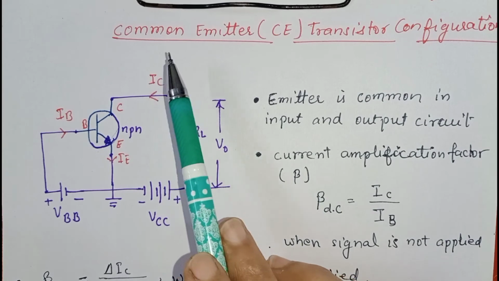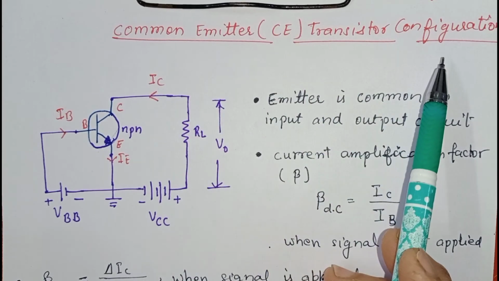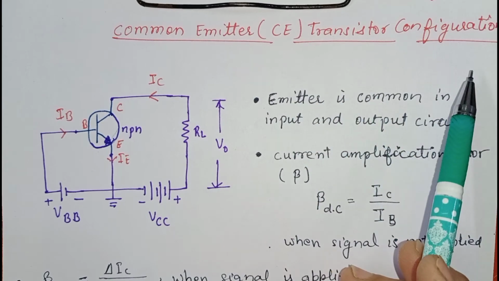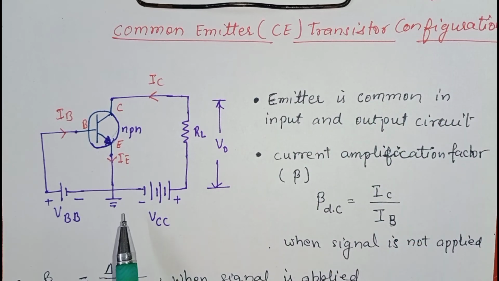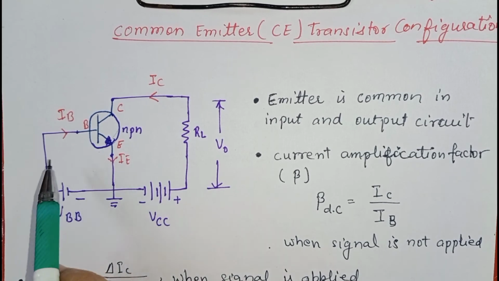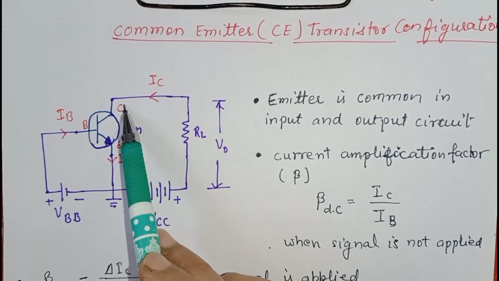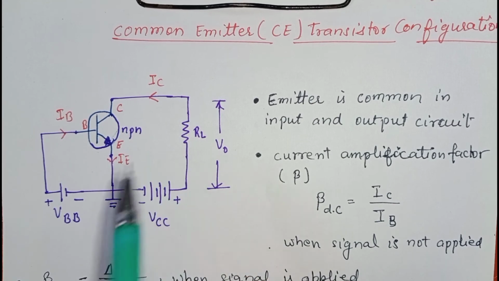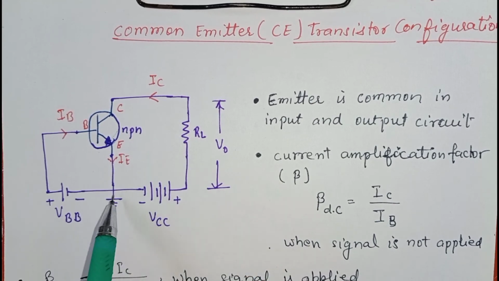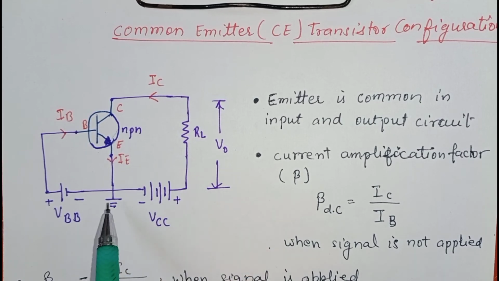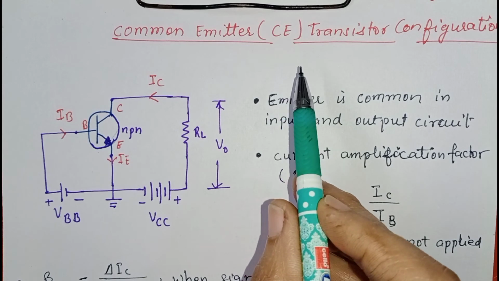In this video, we will discuss common emitter transistor configuration. In our last video, we have discussed common base transistor configuration. This is the circuit diagram of common emitter transistor configuration. Here, we will apply input between base and emitter and take the output between collector and emitter. So, we can see emitter is common in both input circuit and in output circuit. That's why the name is common emitter transistor configuration.